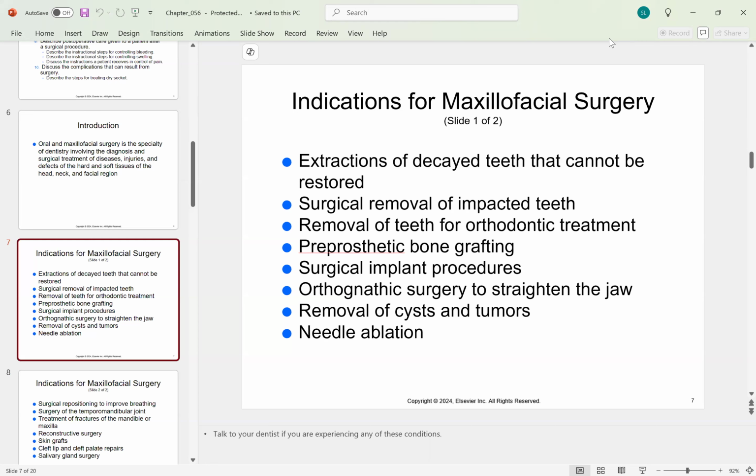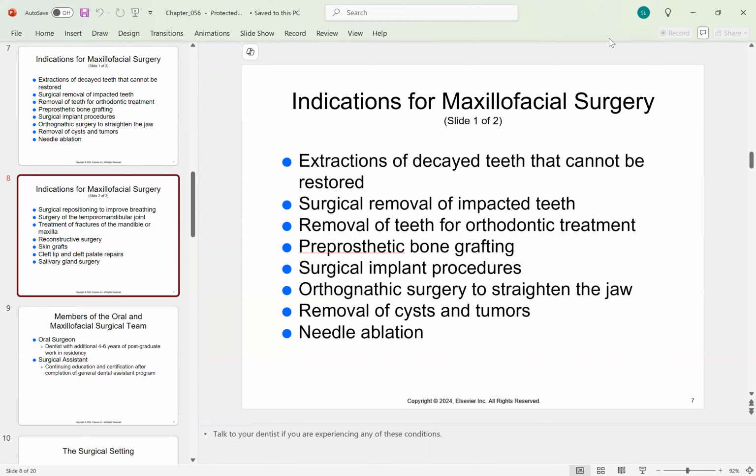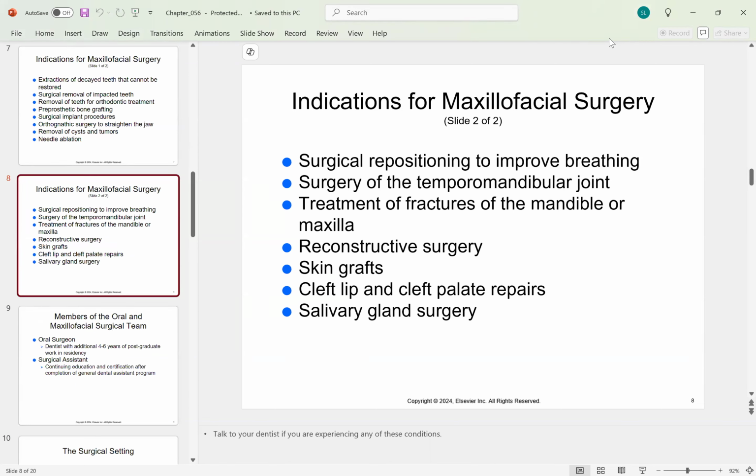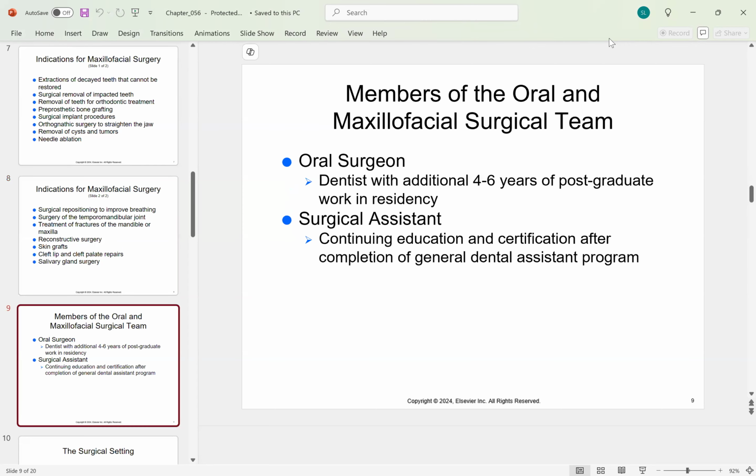pre-prosthetic bone grafting, surgical implant procedures, orthodontic surgery that is used to straighten the jaw, removal of cysts and tumors, needle ablation, surgical repositioning to improve breathing, surgery of TMJ, treatment of fractures of the mandible or maxilla, reconstructive surgery, skin grafts, cleft lip or palate repairs, and saliva gland surgery.